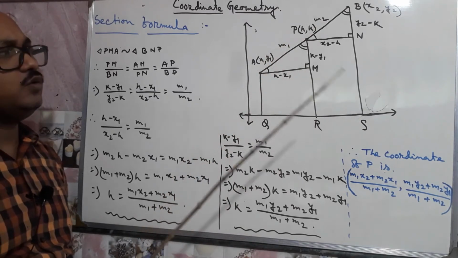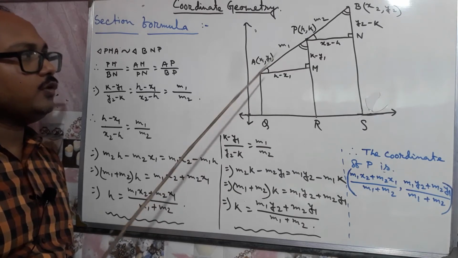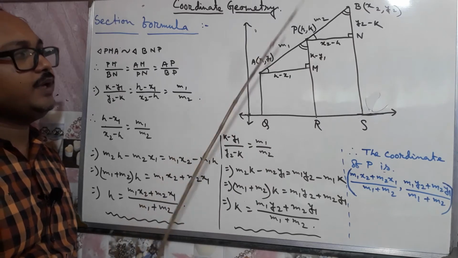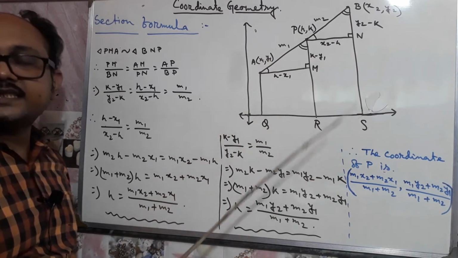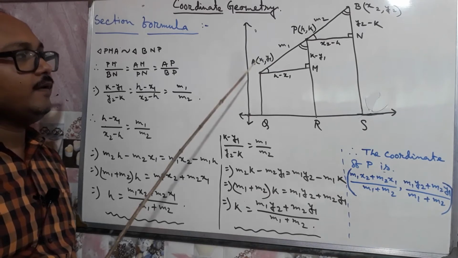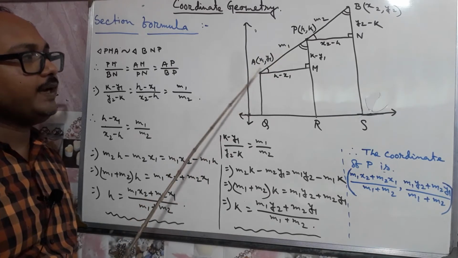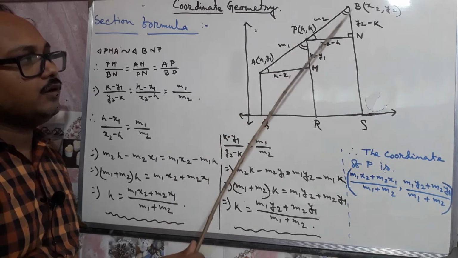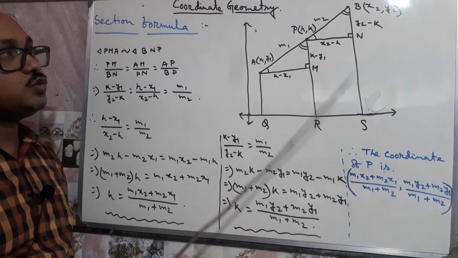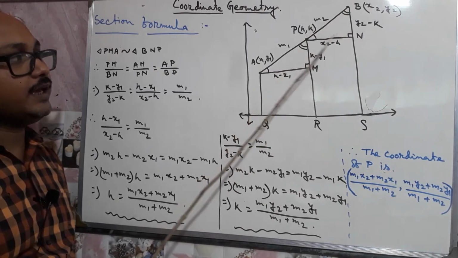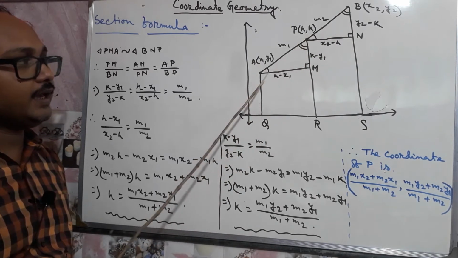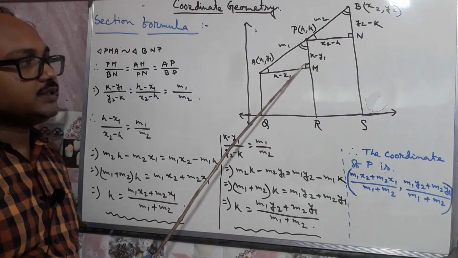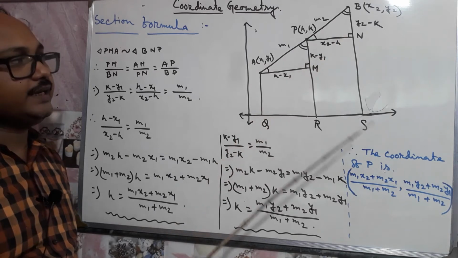To get these values, we draw perpendiculars AQ, PR and BS from the points A, P and B on the x axis respectively. Again, from the point A we draw perpendicular AM on PR, and from the point P we draw perpendicular PN on BS. So these two triangles, BPN and PAM, are similar triangles, as angle M equals angle N equals 90 degrees.